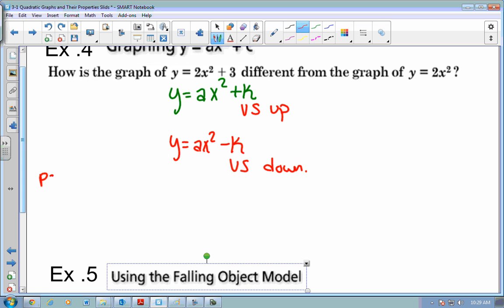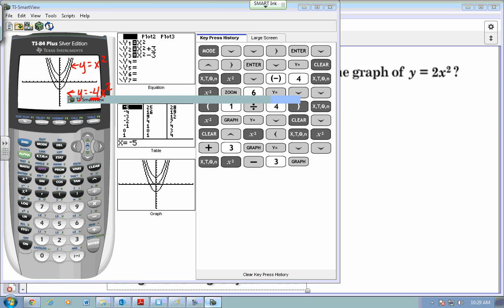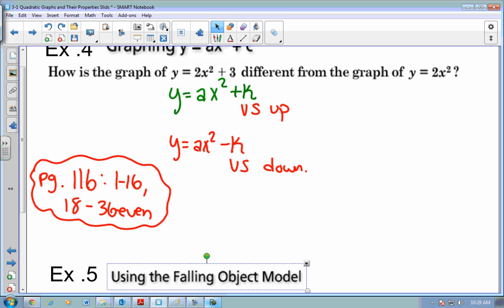Here's your homework. Page 116, 1 through 16, 18 through 36, even. Bring questions on these quadratics next time. And the assignment that is due is the one we answered questions on today, on the special cases, multiplying special cases. Oops, that's the wrong thing, sorry.